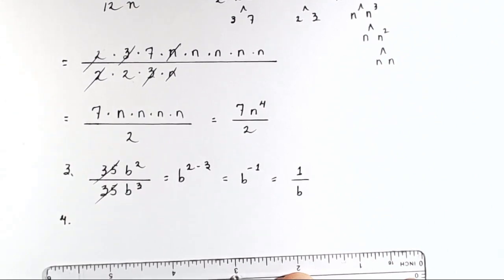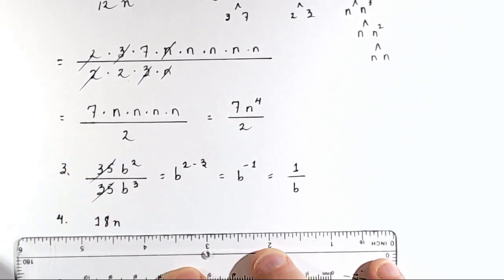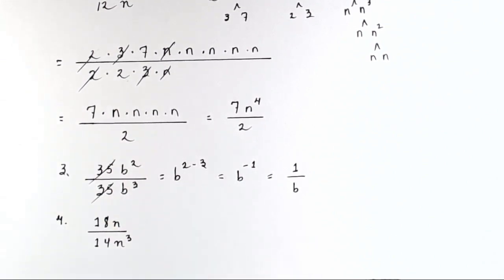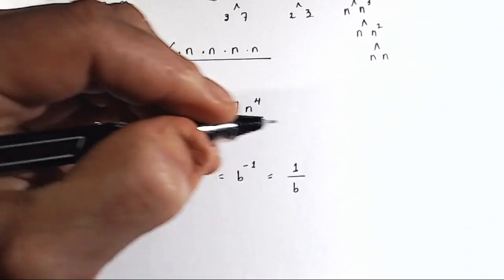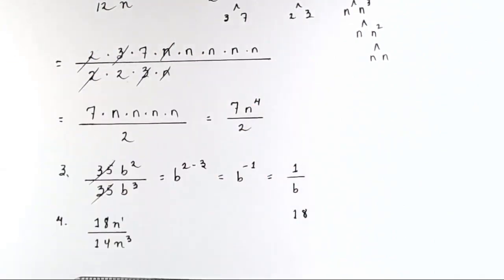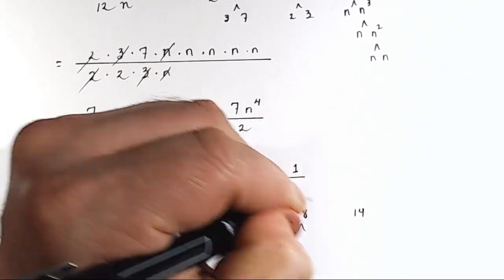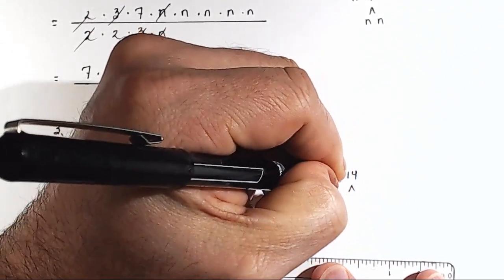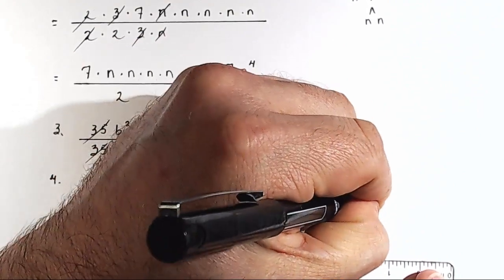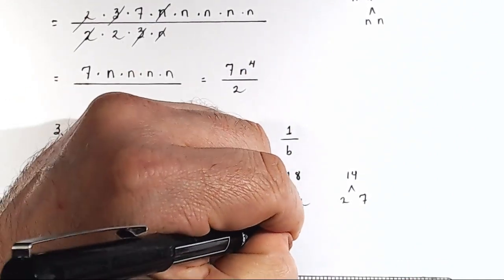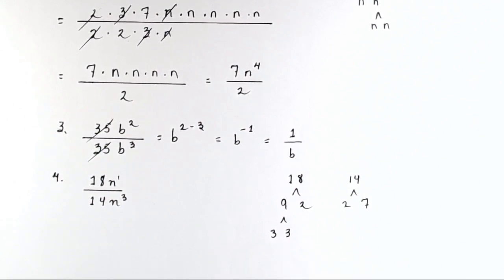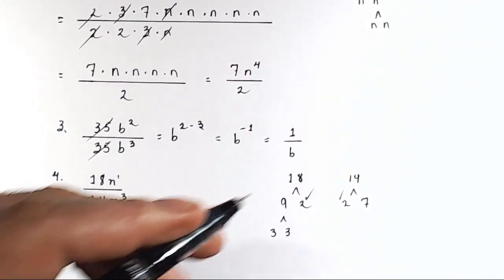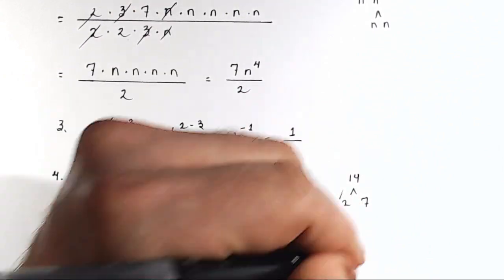Number 4, 18n over 14n cubed. All right, remember there's a 1 there for that n, and I'll find the greatest common factor of 18 and 14. Okay, so we'll break down 18 as 9 times 2, and we'll break down 14 as 2 times 7. Then I can break down the 9 to 3 times 3. Okay, so I'm looking for any numbers in common. And the only one I see is 2. So the greatest common factor here, the GCF, is 2.